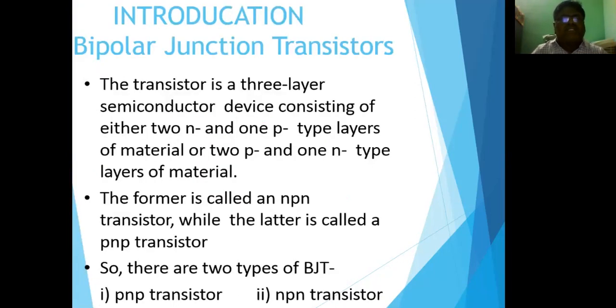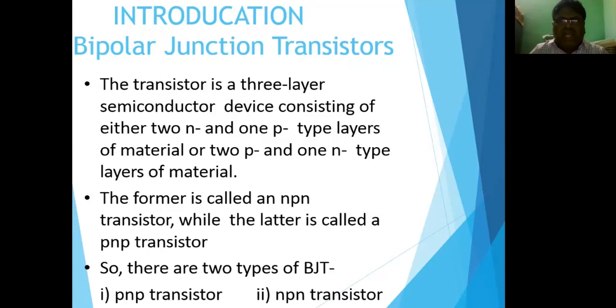Next, introduction of the bipolar junction transistor. The transistor or BJT is a three-layer semiconductor device. Please try to understand, a transistor is a semiconductor device. It is a three-terminal device consisting of either two N-type and one P-type layers of material, or two P-type and one N-type layers of material.